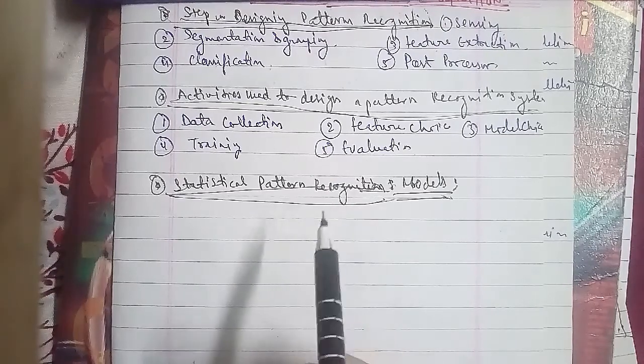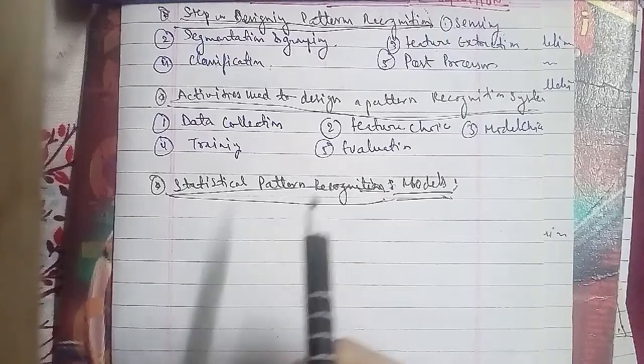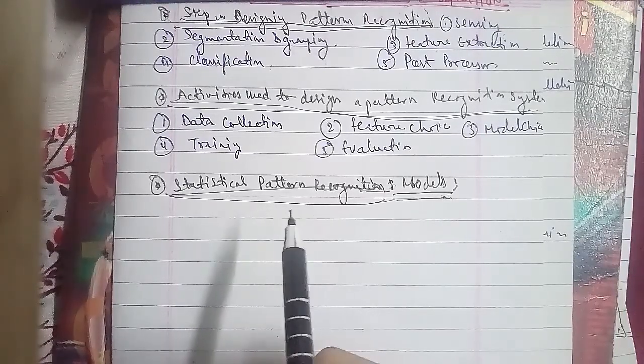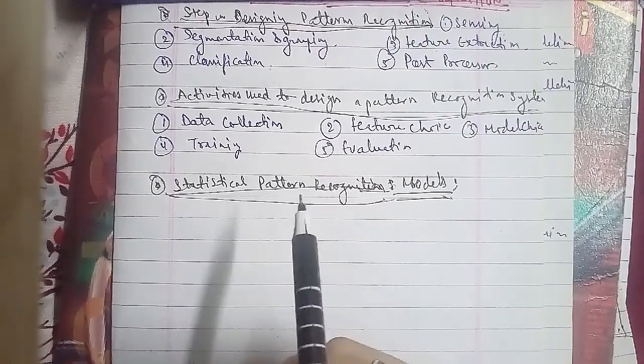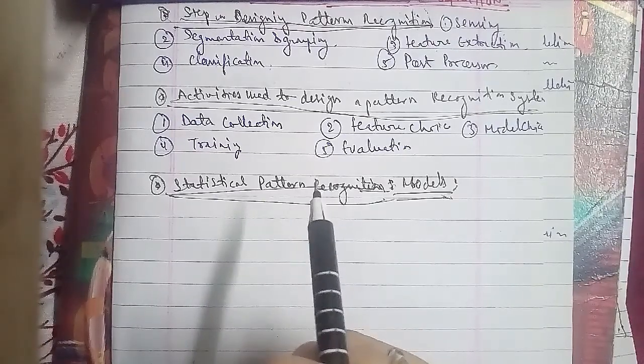variable which is x equals x1, x2, x3 till xn, where it is assumed that the features have a probability density function conditional on the pattern class, so that the pattern x belongs to a class wi, which can be considered as an observation drawn randomly from the class conditional probability function as well.